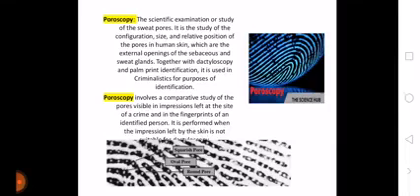Together with dactyloscopy and palm print identification, it is used in criminalistics for purposes of identification. It also involves a comparative study of the pores visible in impressions left at the site of a crime and in the fingerprints of an identified person. It is performed when the impression left with the skin is not suitable for dactyloscopy.